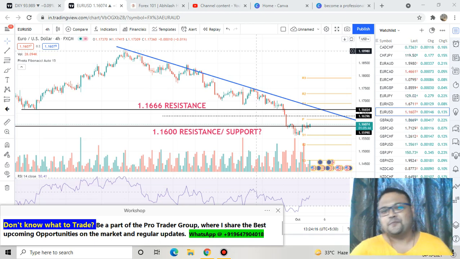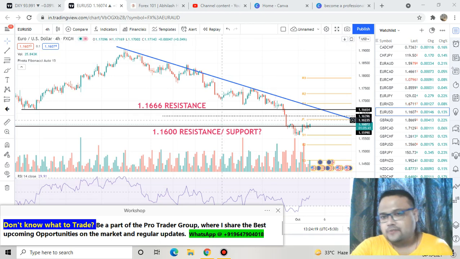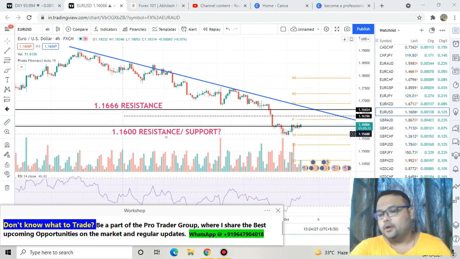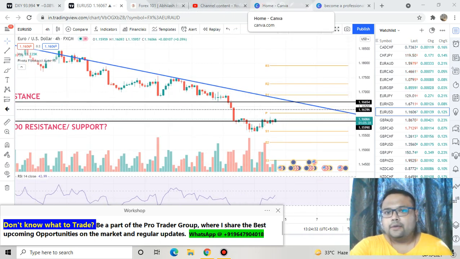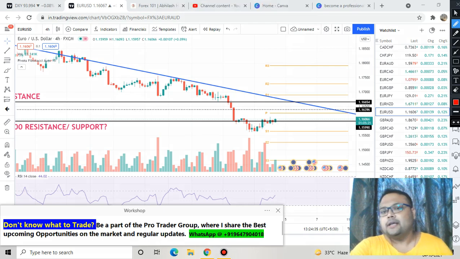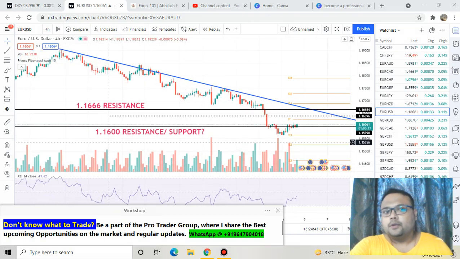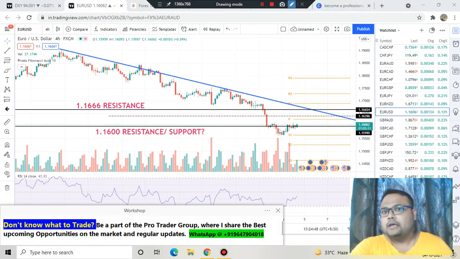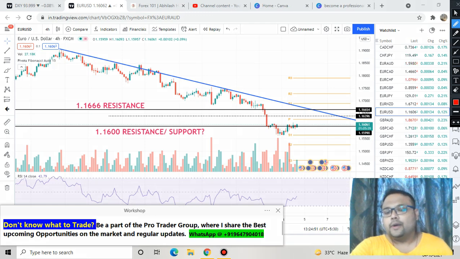So let's get started. This is the 4-hour chart of Euro USD in front of us right now, and as you can see, after the market opening, Euro USD is trading above the level of 1.1600. If we observe these candles, we can see that Euro USD is struggling to sustain above this level, but still we are not sure whether 1.1600 is a valid resistance or support for the market. We do not have the confirmation yet.